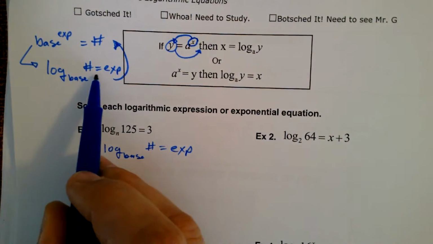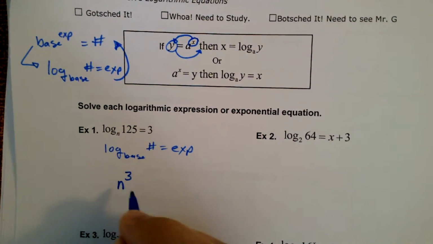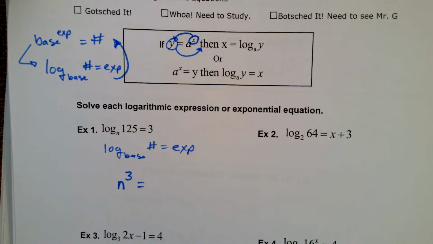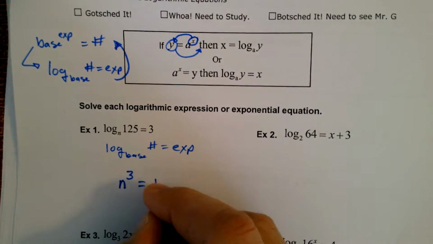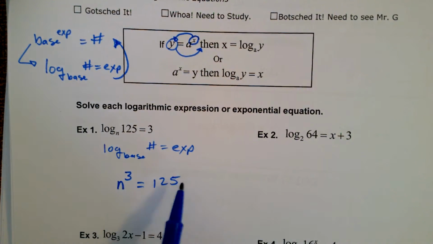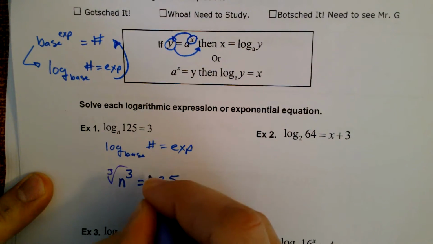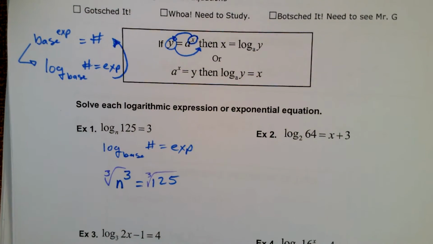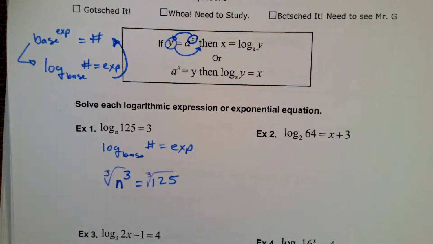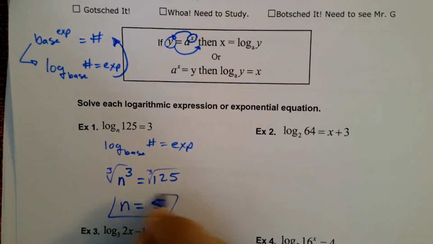Exponent equals exponent. This is my exponent. So I have n to the third, and then equals the number, which is 125. All right, so I got n cubed equals 125. We need to solve for n, and this is where we cube root both sides. So we'll go ahead and cube root 125, and we should get 5.